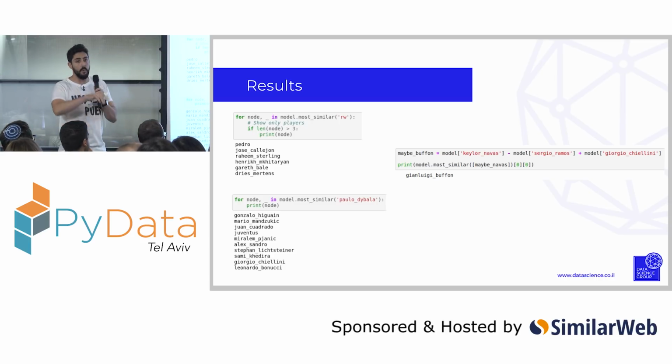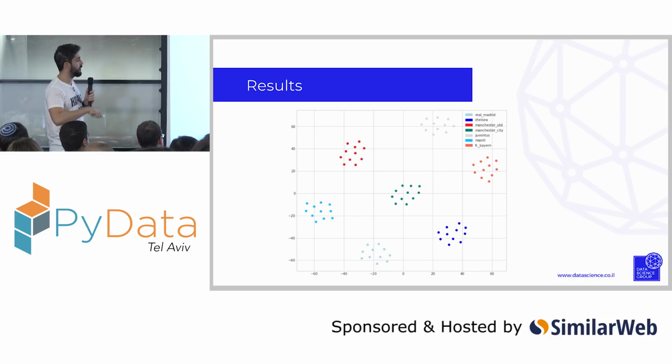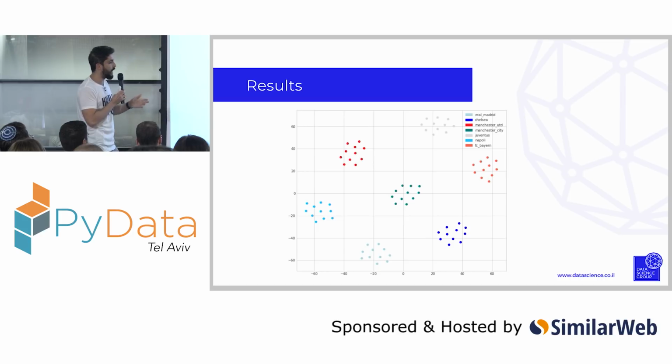So that's about querying relationships in the space. The last thing I did is use t-SNE to reduce to 2 dimensions, and we can see the formations of the team here, and we can see the clusters of the different teams, which are nicely separated. And this wasn't really handpicked.